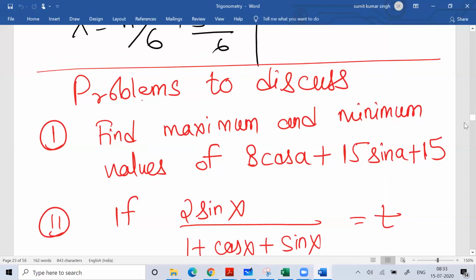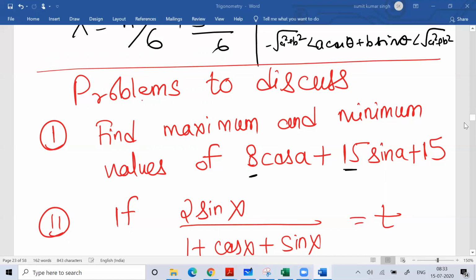So you know this very well. You know that for a cos theta plus b sin theta, the value ranges from minus root of a square plus b square till plus root of a square plus b square. So you know 8 and 15, the Pythagoras triplet, so the root of a square plus b square of them would be 17. Then here plus 15 is there.